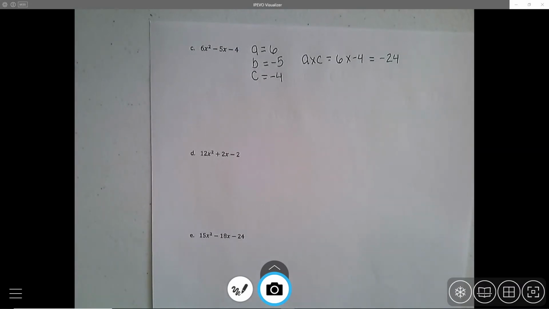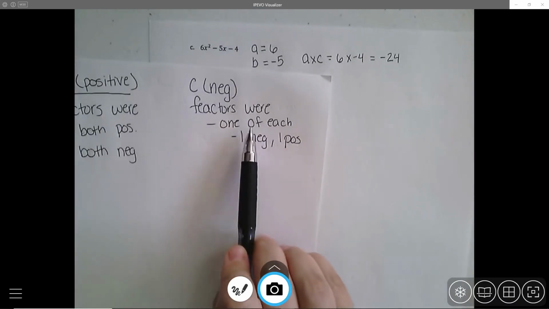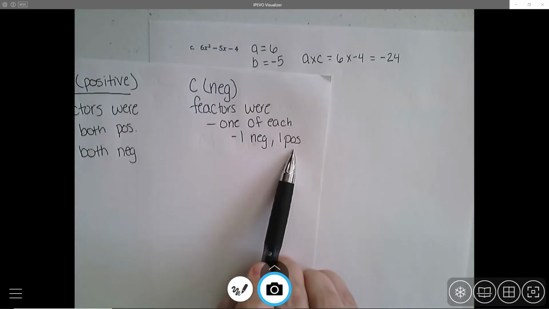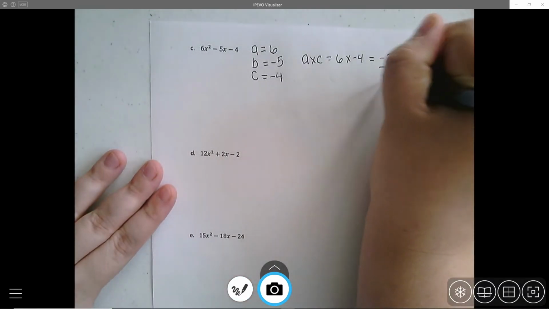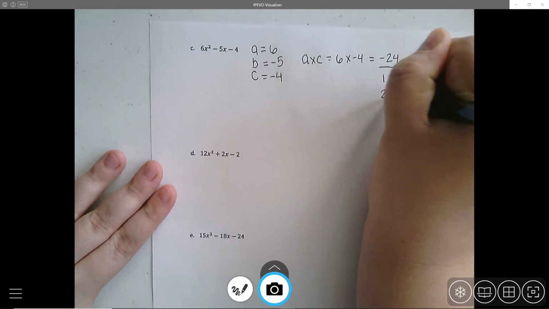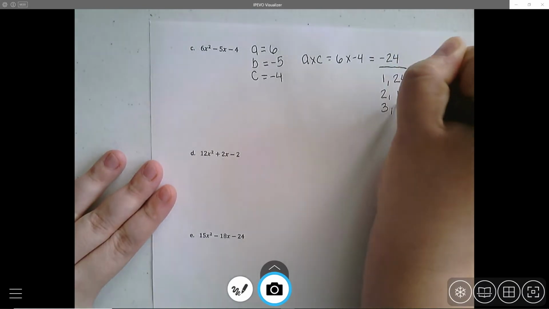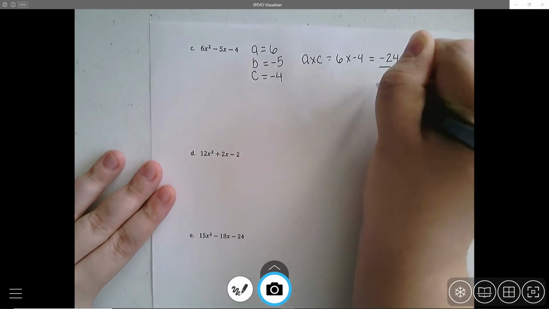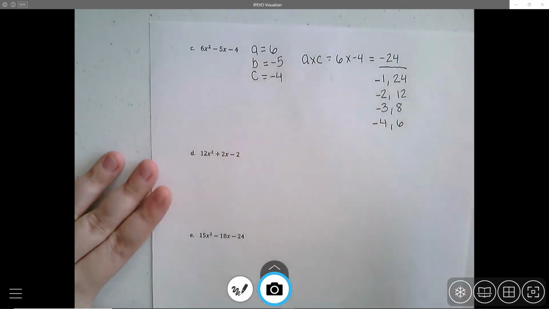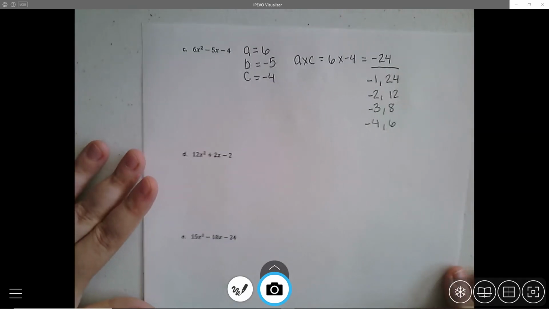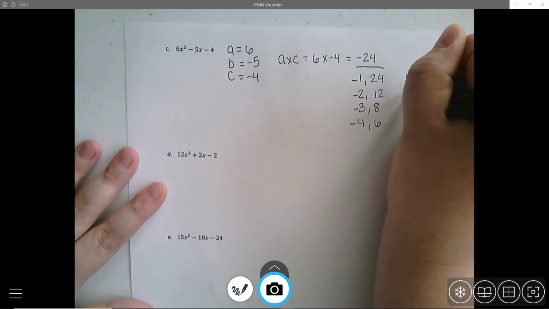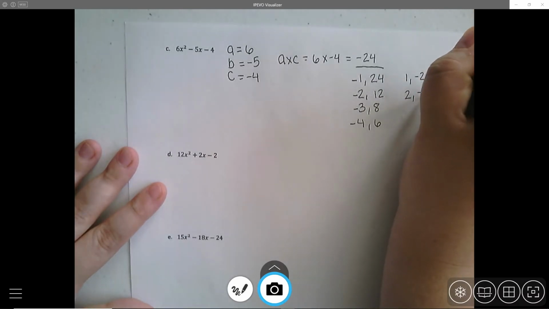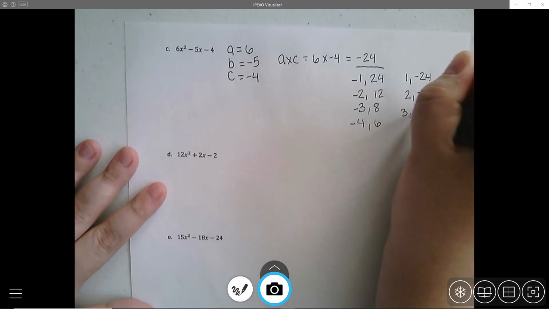Now, this gets us something new. If I look back here, if C is negative, factors, I have one of each, one negative and one positive. So listing out the factors of 24, I have 1 and 24, 2 and 12, 3 and 8, 4 and 6. For the first set of those, I always make the first number be negative. For my second set, I'm going to make the second numbers be negative, because it says if C is negative, one is positive and one is negative.